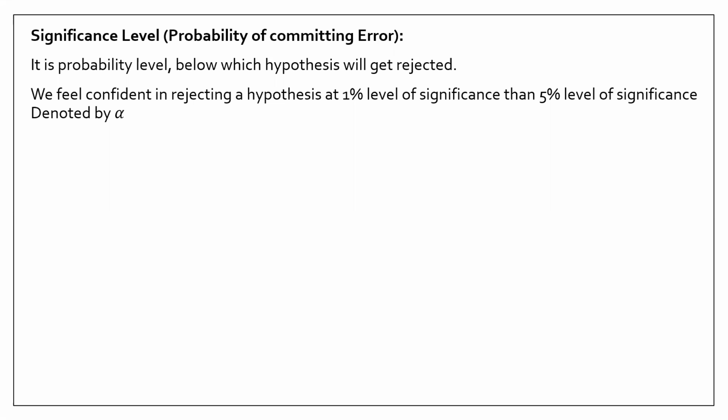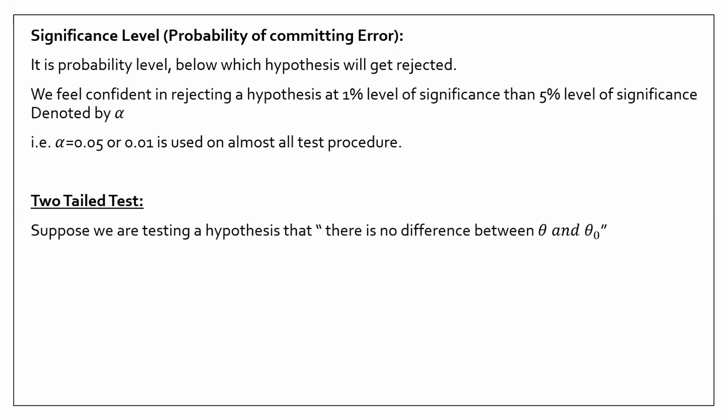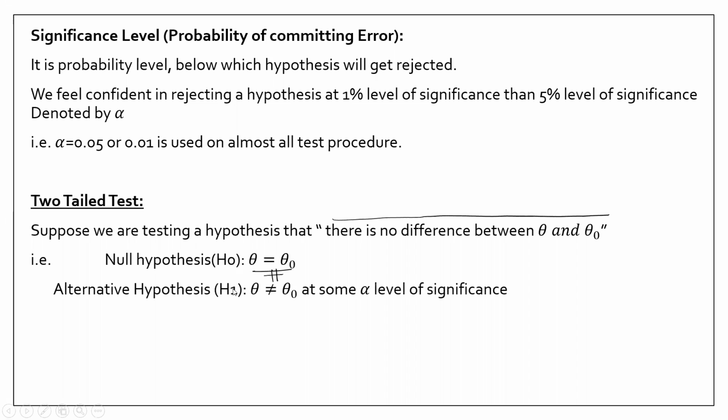Okay. We denote this with alpha as we have told. So in a two-tailed test, I've already spoken about this. For example, let's say I have to find that there is no significant difference between some parameter theta and theta naught. If there is no difference between theta and theta naught, it means they both are the same. So that will be the null hypothesis. Then what will be the alternative hypothesis? That theta will be not equal to theta naught.